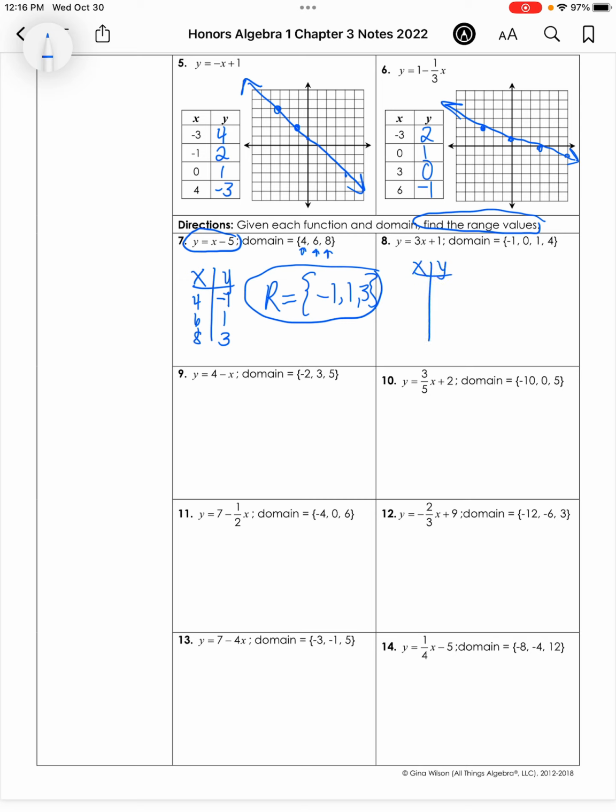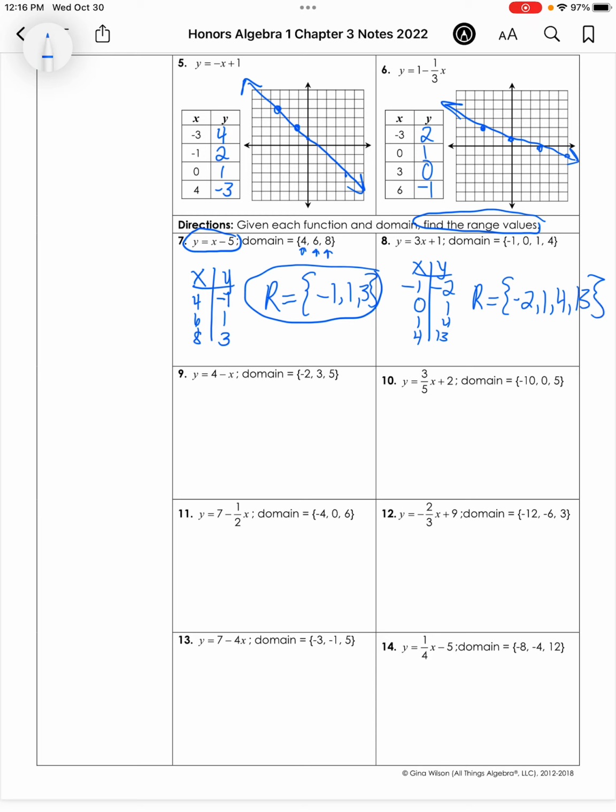This table has domain values of -1, 0, 1, and 4. So we replace these 4 numbers in for x and solve it out. 3 times -1 is -3. -3 plus 1 is -2. 3 times 0 is 0. 0 plus 1 is 1. 3 times 1 is 3. 3 plus 1 is 4. 4 times 3 is 12. 12 plus 1 is 13. So the actual answer, the range for this problem, would be -2, 1, 4, and 13, separated by commas.